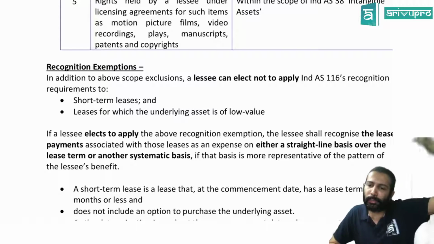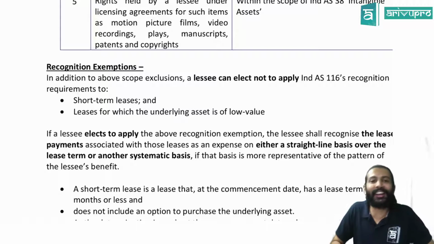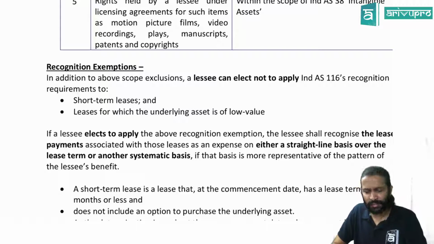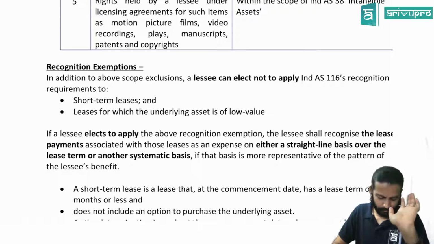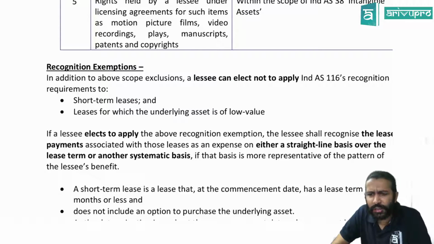You can use your PUC approach. PUC approach means AS 19 ka operating approach. Operating lease, what you did? Lease paid, lessee will treat it as expense. Lease received, lessor will treat it as an income. Meaning lessee will just record it as an expense. Got it? Are we okay?